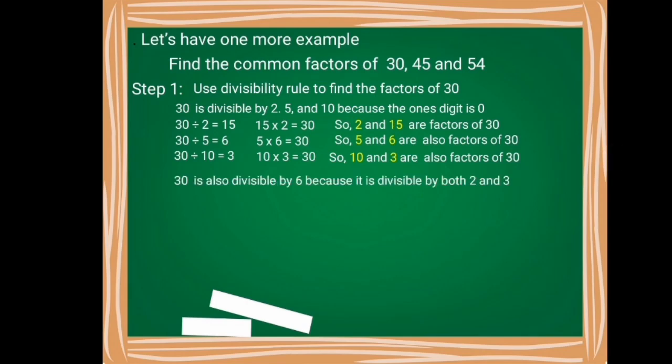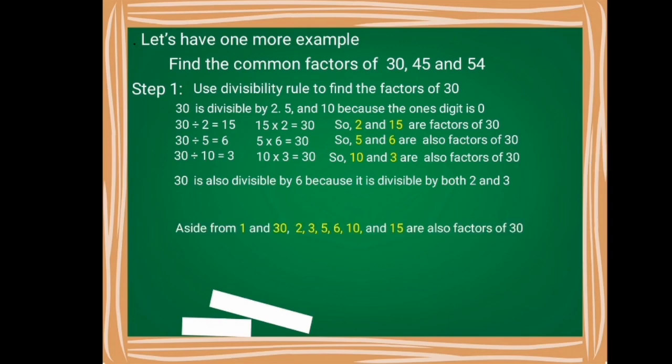On the other hand, 30 is also divisible by 6 because it is divisible by both 2 and 3. Kapag ang 30 dinivide natin sa 6, ang lalabas na sagot ay 5. So, same sila ng factors kung nung dinivide natin ang 30 sa 5. Same na factors ang lalabas, 5 and 6.